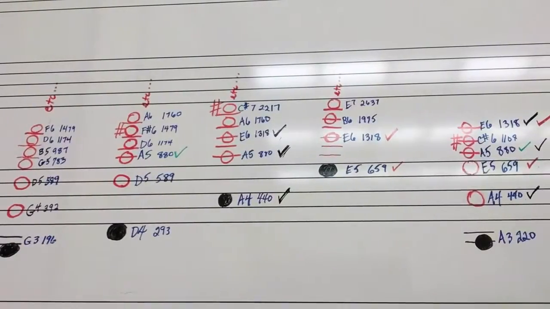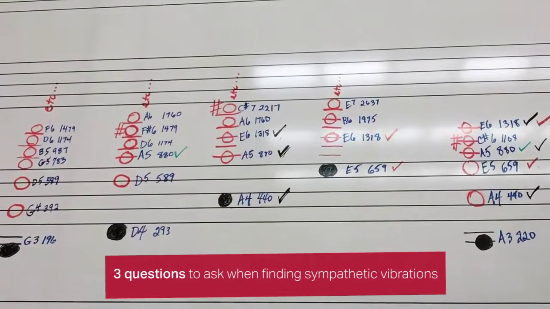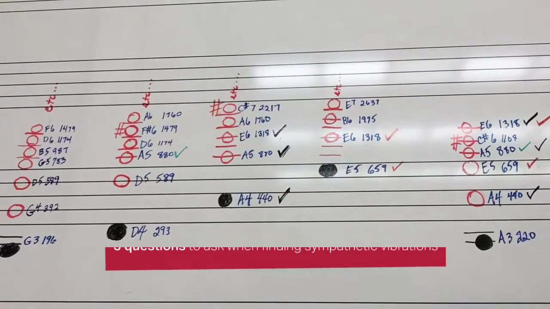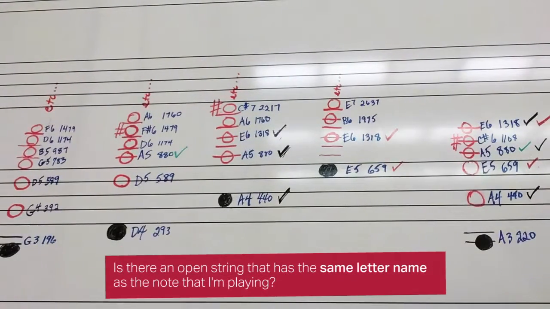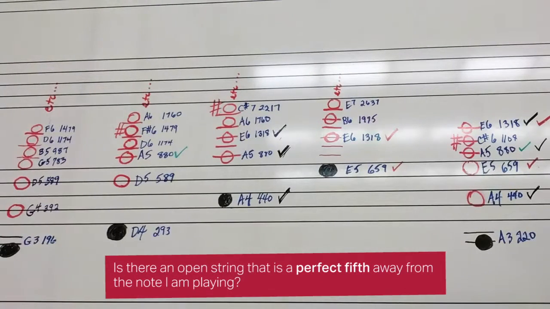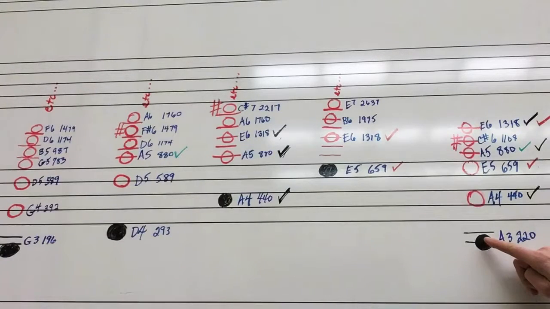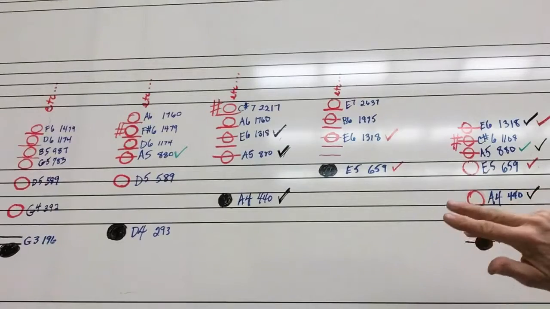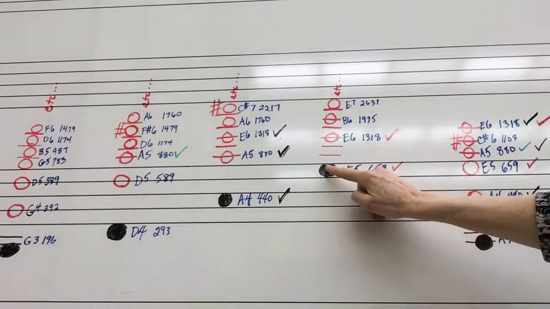To simplify the search for the sympathetic vibrations, we can ask ourselves 3 questions. The first is, is there an open string that has the same letter name as the note that I'm playing? If so, then that open string will vibrate sympathetically. Question number 2 is, is there an open string that is a perfect fifth away from the note I'm playing? For example, if I were playing this A, I could count on my fingers up to 5, counting the note A. A, B, C, D, E. Yes, there's an open E string.